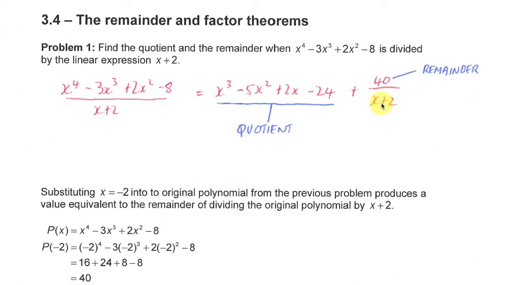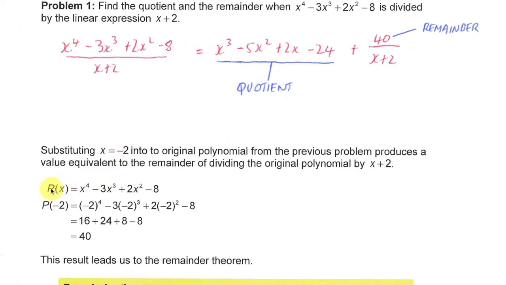What's really interesting for us is that we're dividing by x plus 2, and when we do so, we get a remainder of 40. Let's now take a look at substituting negative 2 into this quartic and see what it produces. So I've got my p of x, that's the quartic. I'm now subbing in negative 2 into that polynomial, and the result is 40. And this isn't a coincidence. I've got 40 here, and the remainder is 40.